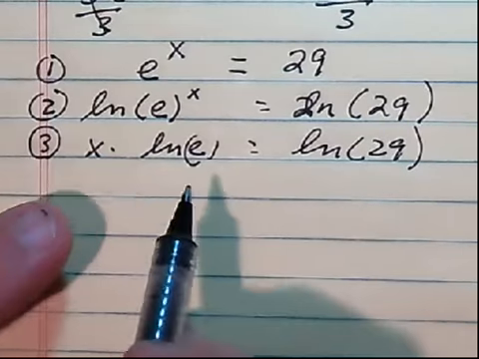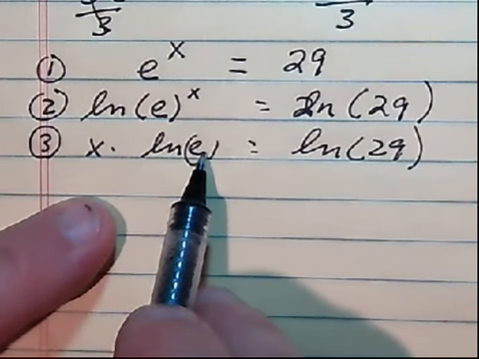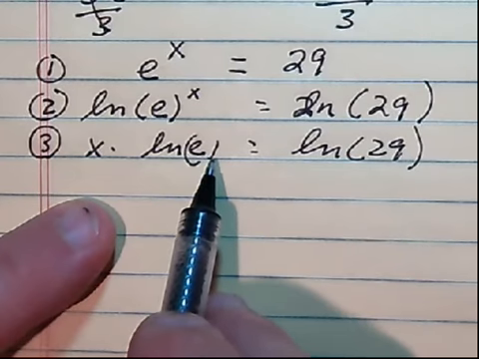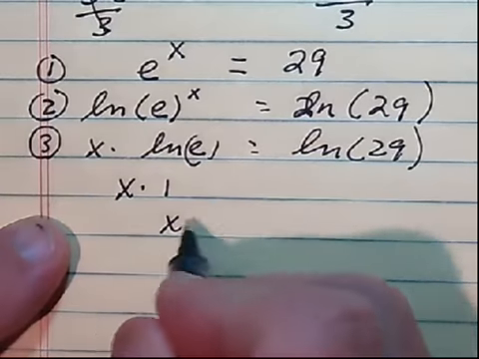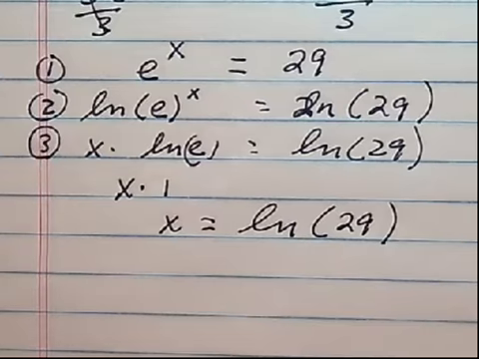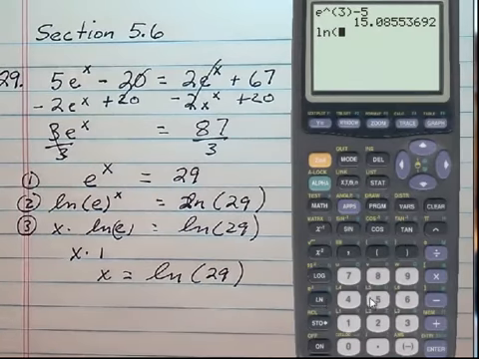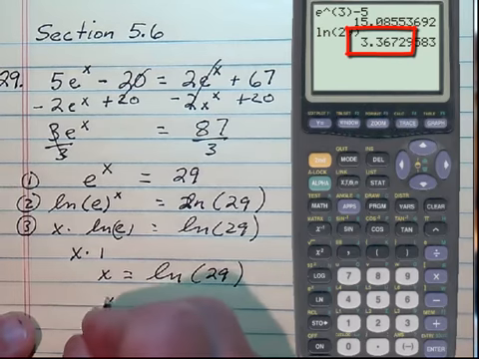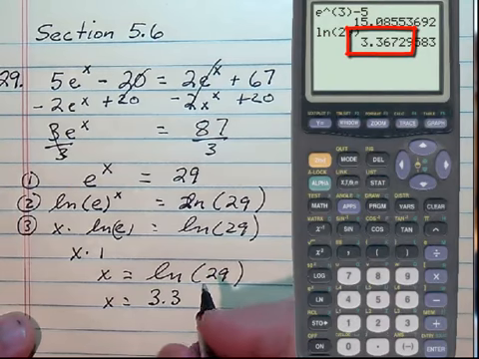And here's the reason we use ln when we have e. ln and e are inverses of each other. Therefore, ln of e is 1. So that's x times 1, or x, equals ln of 29. Now it's just a calculator problem. And ln of 29 is that number there. To 4 decimals would give us 3.3673.